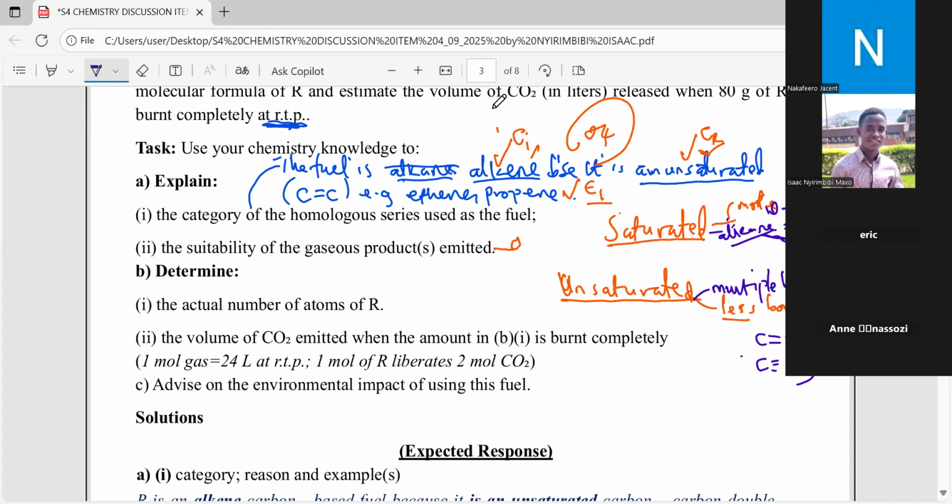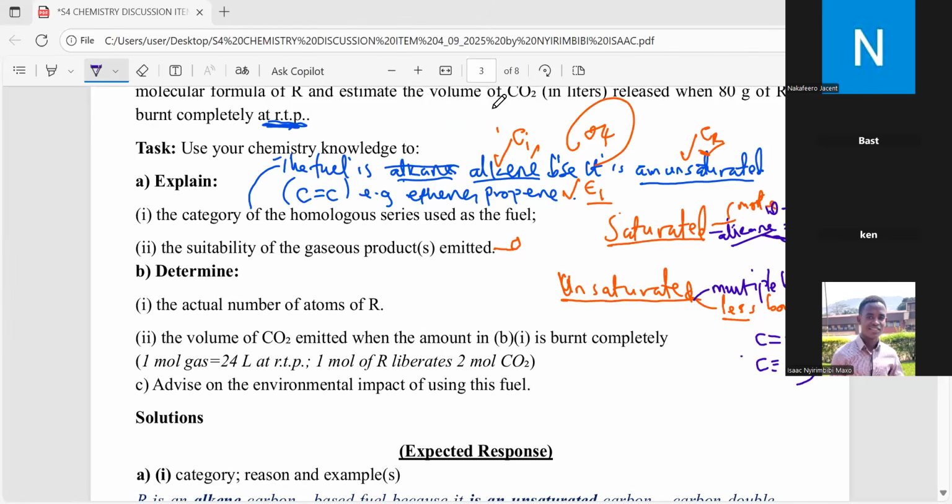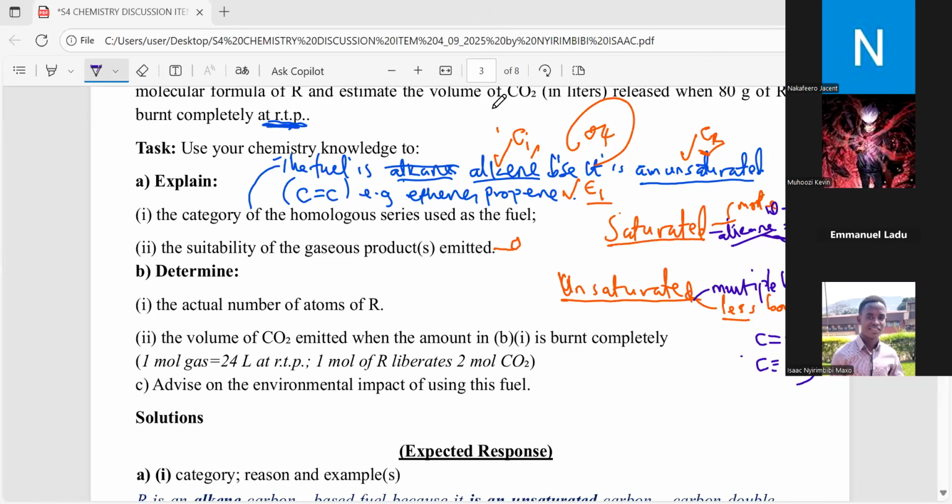Okay, I can see 2 people. Let me have Nakafelo Jacinth. Teacher, they want us to talk about the molecular formula. Why? Because the molecular formula will show the exact amount of atoms present in a given substance.